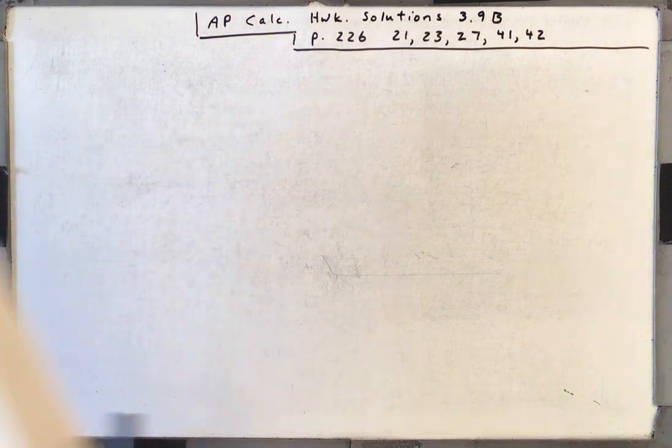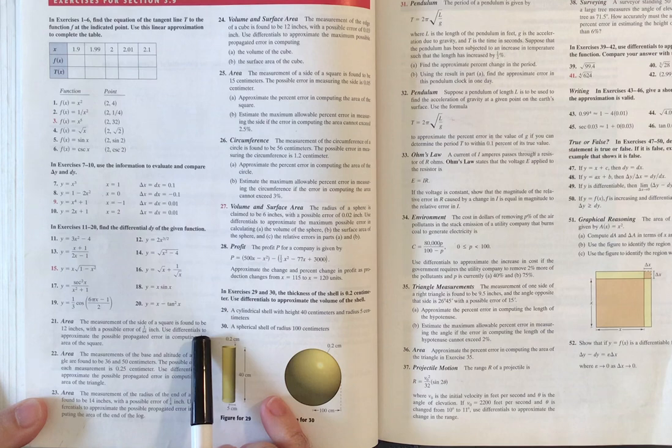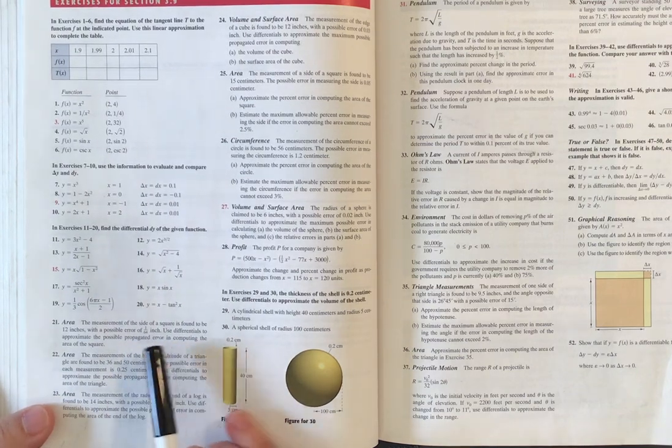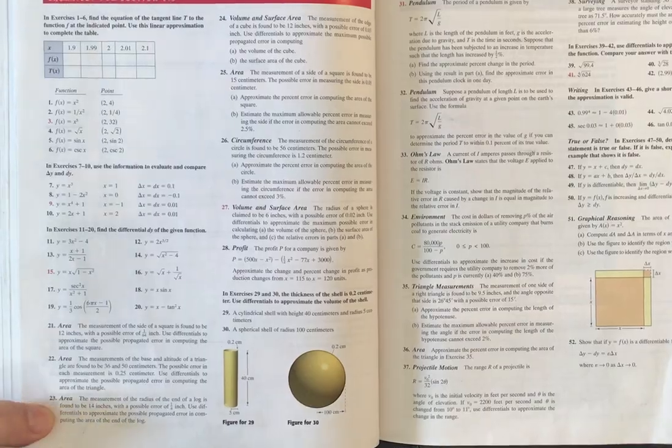Number 21 says that the measurement of the side of a square is found to be 12 inches with a possible error of 1/64th of an inch. Use differentials to approximate the possible propagated error in computing the area of the square.